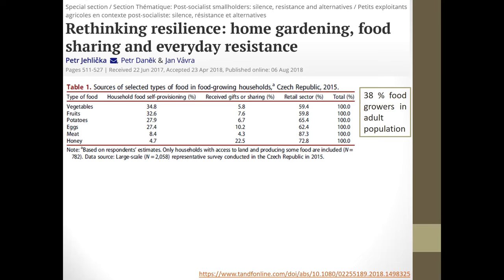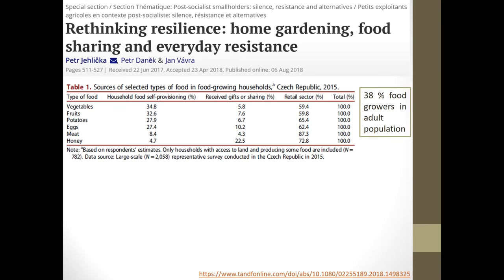But not only do they produce, they also receive some food as a gift or share, barter, and whatever. That's the second column. In the third column, you see how much of the fruit, vegetables, and so on is bought in the shops, which shows that 40% of vegetables and fruits in those households of growers is non-purchased. It did not go through the markets. It's not official. It's not taxed. There's no official market. It's not in the official market statistics.